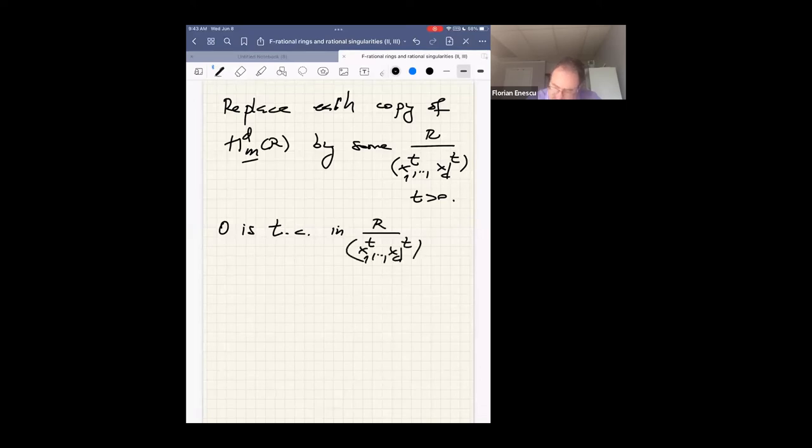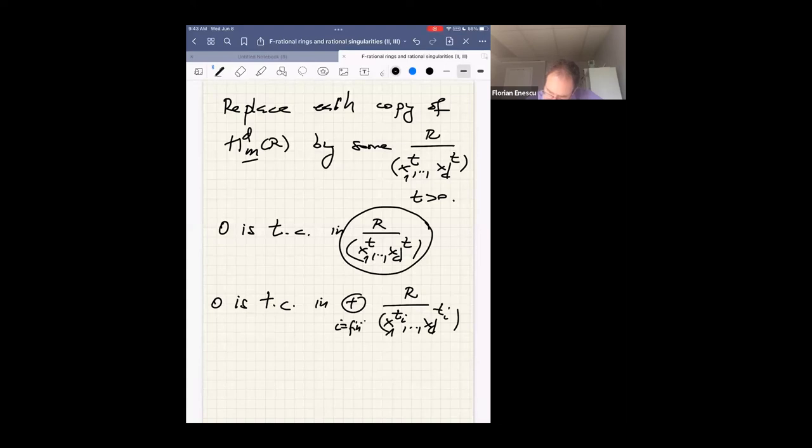We know that the ring is F-rational, right? So every ideal generated by a system of parameters is tightly closed. Therefore, if you look in the module R mod (x1 to the power T, ..., xd to the power T), zero is tightly closed in this. So therefore zero is tightly closed in the direct sum that we have here. Okay. So therefore, zero will be tightly closed in R mod I. Because if you have an injection and zero is tightly closed in the bigger module, then zero will be tightly closed in R mod I. So that means that I equals I star here.